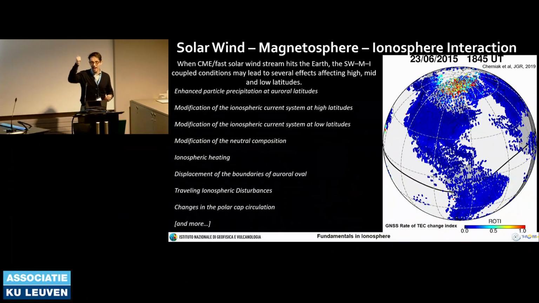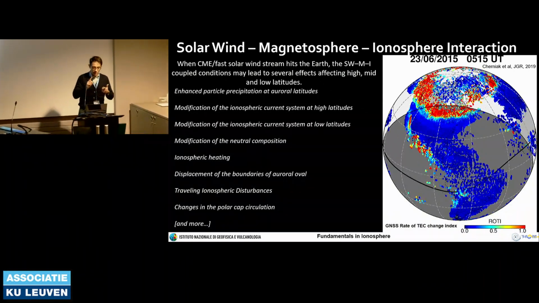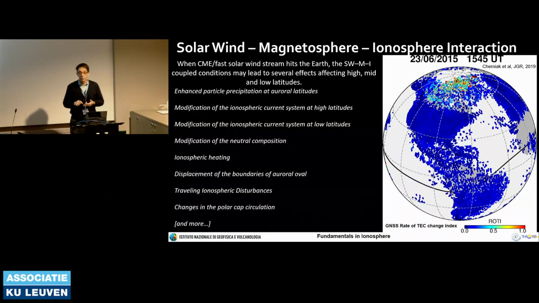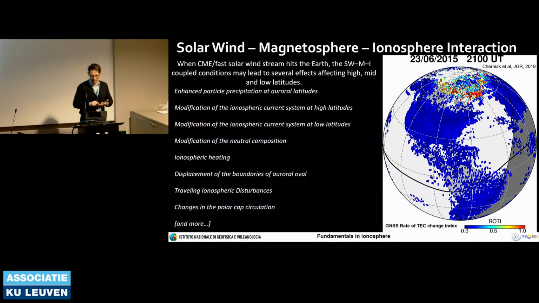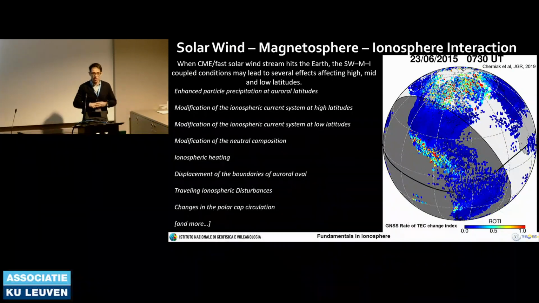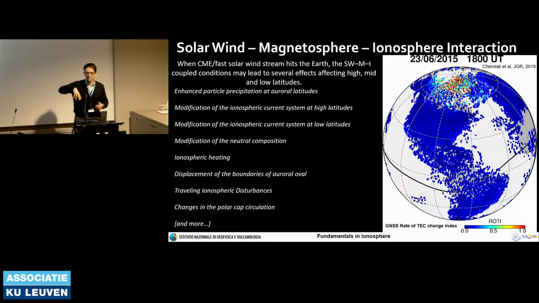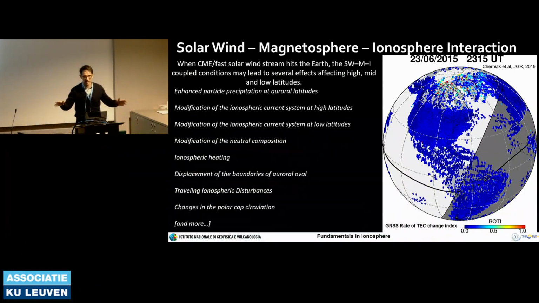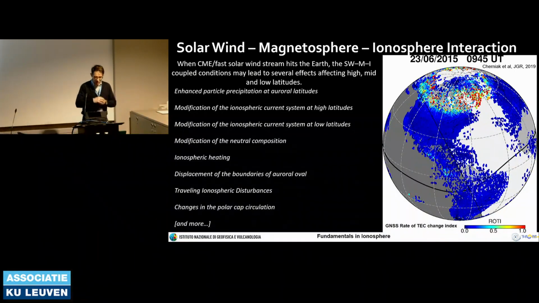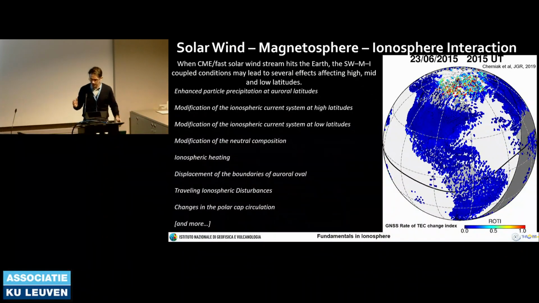You will have enhanced particle precipitation at auroral latitudes. You have modification of the ionospheric currents at high and low latitudes. You have modification of the neutral composition. You have heating of the ionosphere. You have displacement of the boundary of the auroral oval. There are wave-like disturbances. You will learn a lot in these days about traveling ionospheric disturbances. You have changes in the polar cap circulation. You have a plethora of events.